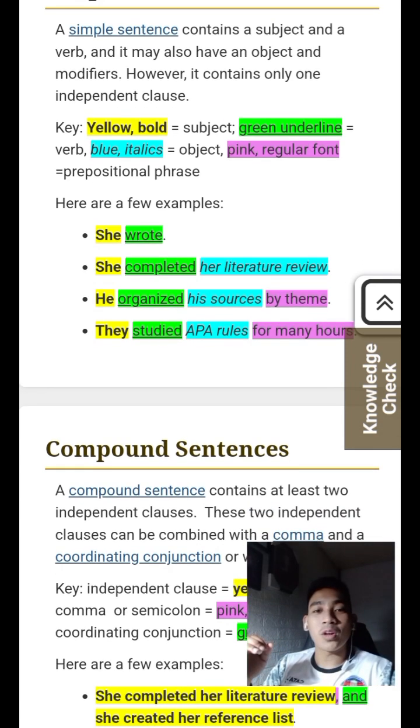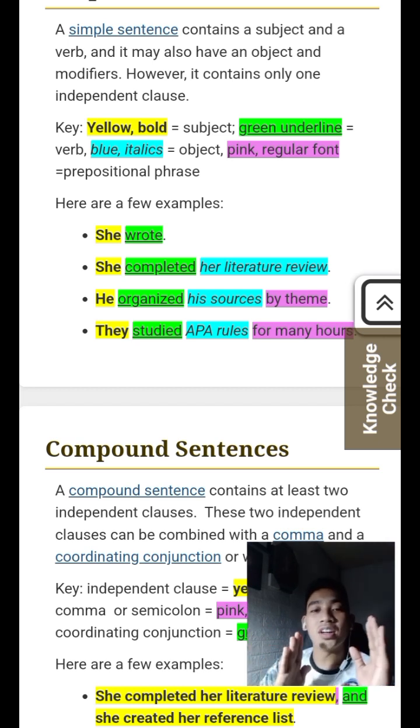Here, always take note that if it is a yellow highlighted bold word, that's the subject. If it is green highlighted and underlined, that's the verb. If it is blue highlighted and in italic font, it's the object, while pink in regular font, it's the prepositional phrase. Example of these simple sentences: She wrote. That's a complete idea. There's the subject and the verb.